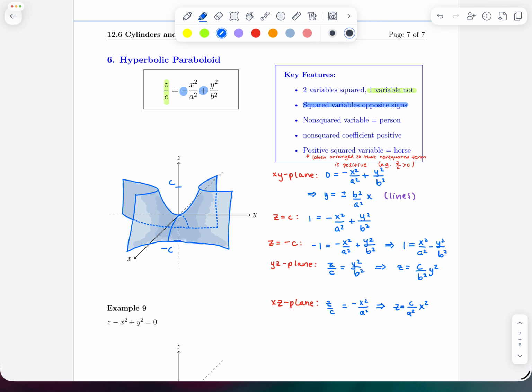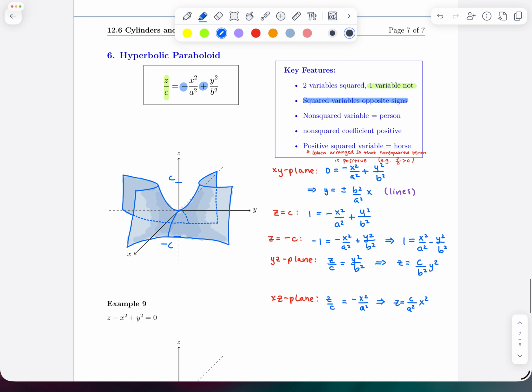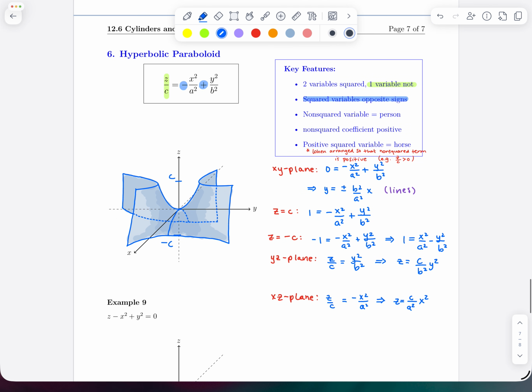We know that ellipses, as two-dimensional curves, require both squared variables to have the same sign. And hyperbolas always have opposite sign. So that's how you know the difference between whether it's going to be an elliptic paraboloid or a hyperbolic paraboloid. It's whether or not the signs of the squared terms are opposite.